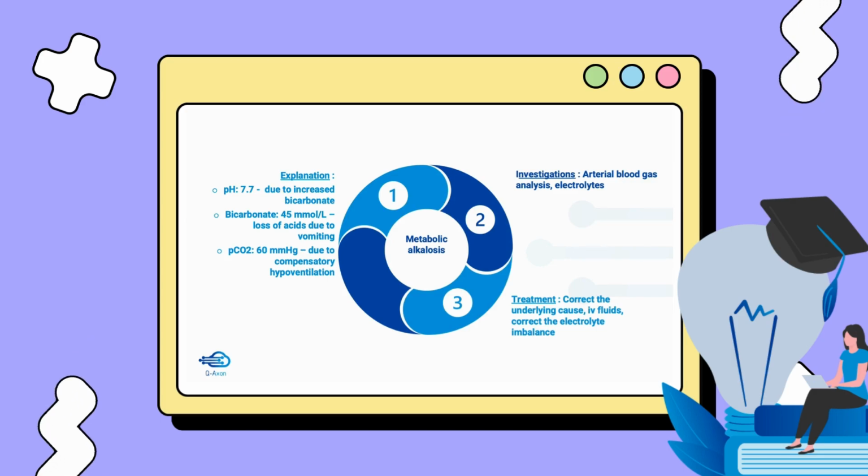Okay, so this completes the case of metabolic alkalosis. In this particular case, it is the loss of hydrogen ions due to persistent vomiting leading to metabolic alkalosis. The types are chloride responsive and chloride resistant metabolic alkalosis. For investigations, mainly the arterial blood gas analysis along with the serum electrolyte levels.